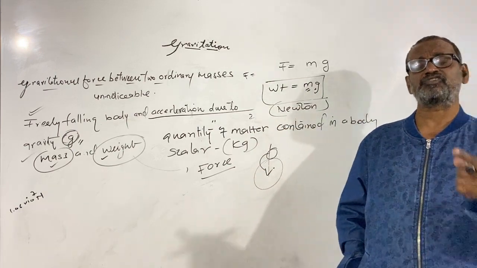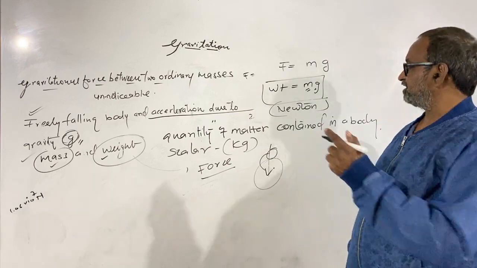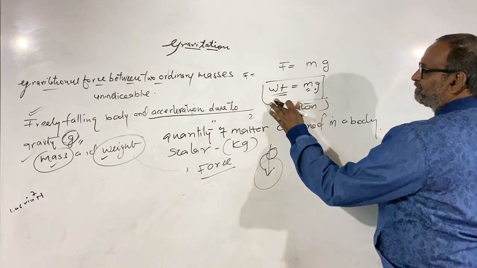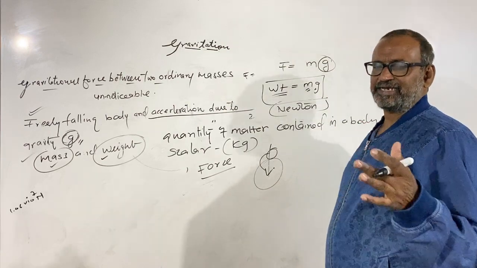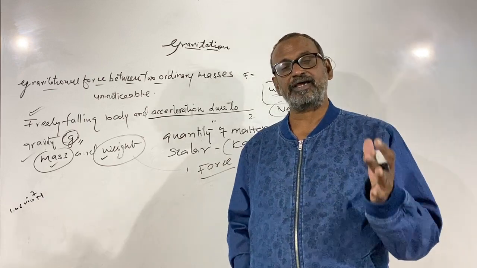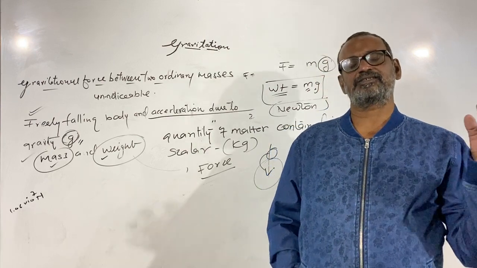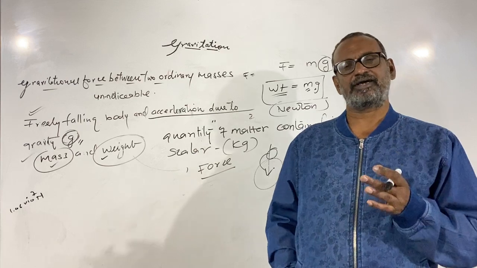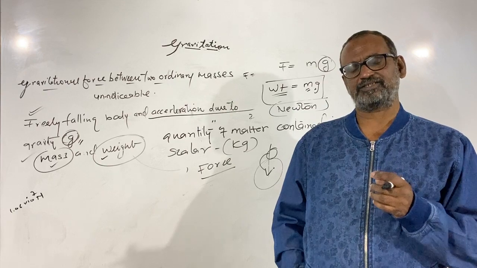Remember, the mass of a body does not change. But since weight is a force and the weight depends on the value of g, and the value of g varies at different places on the earth, therefore the weight of a body is likely to change. On the pole and on the equatorial region, the weight of a body is found to be different. This fact we shall discuss in the next video.